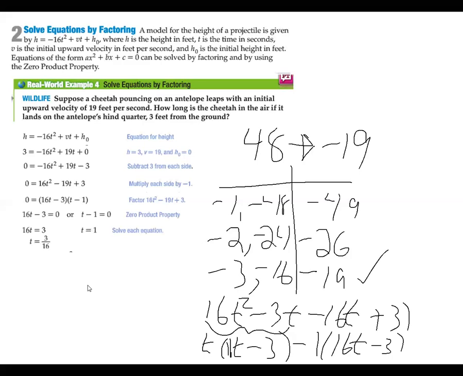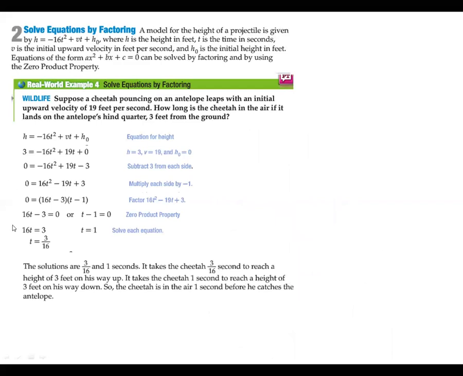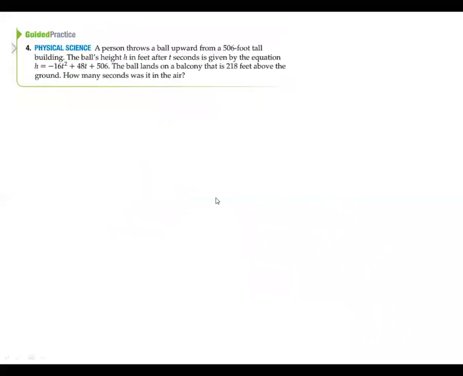So why do we have two answers? Well, if you think about it, the cheetah jumps up in the air, goes up, and then comes back down onto the antelope. So at 3/16 of a second, that's when the cheetah is jumping up. He's not yet at the antelope. At 1 second is when he starts coming back down and lands on the antelope. So the cheetah hits the antelope after 1 second. All right, here's one for you to try. Go ahead and pause the video and hit play when you're ready to check it out.